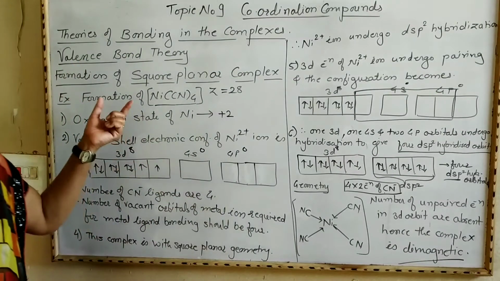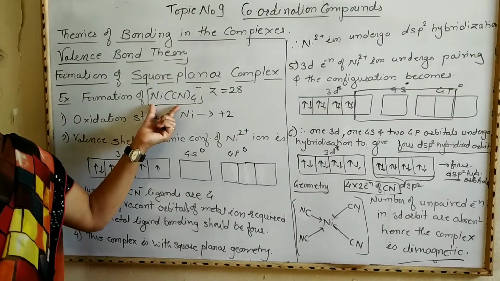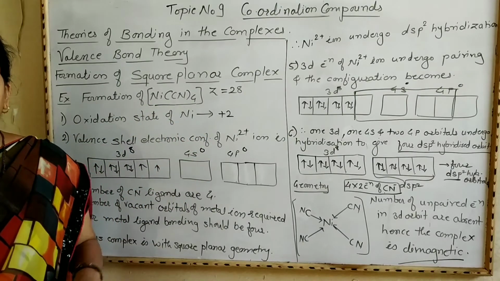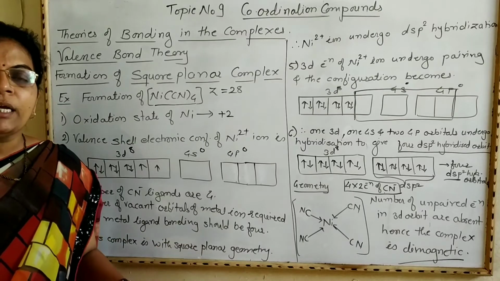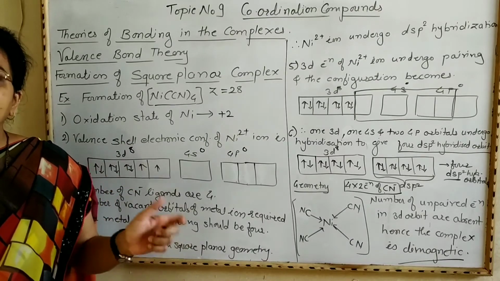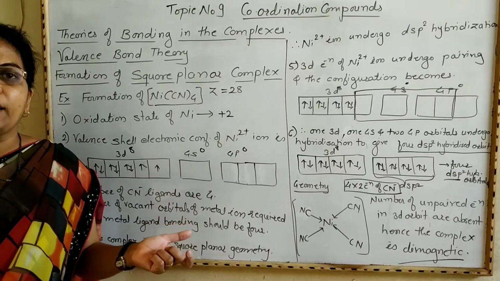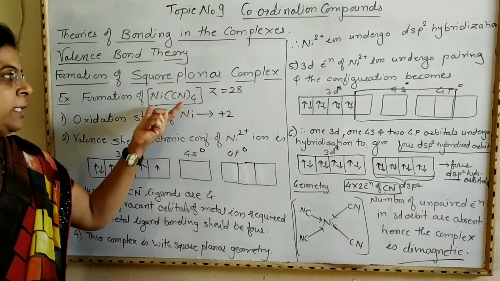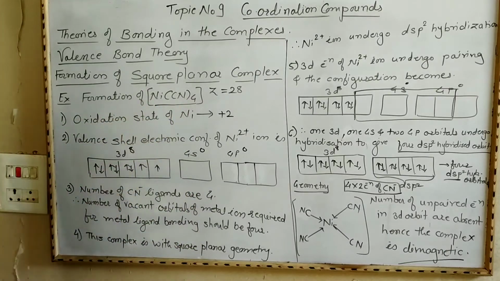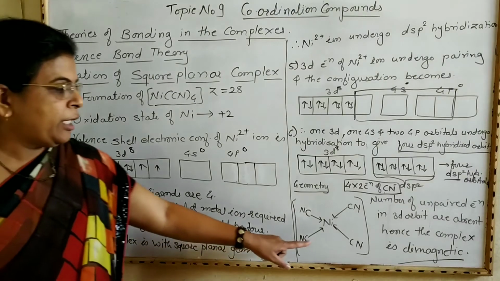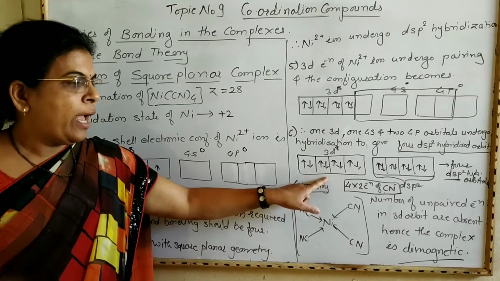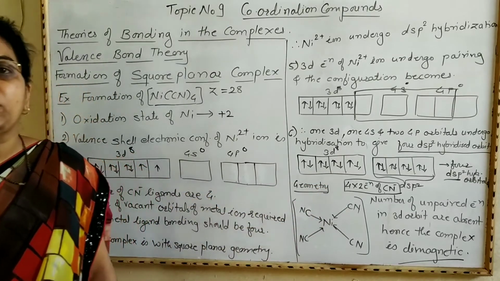In this way, during formation of Ni(CN)4, Ni2+ ion undergoes dsp2 hybridization to form 4 vacant dsp2 hybridized orbitals, and then 4 CN- ligands donate 8 electrons to the metal ion to form Ni(CN)4 complex. This complex has square planar geometry, and there is absence of unpaired electrons in 3d orbital, and therefore it is diamagnetic in nature.